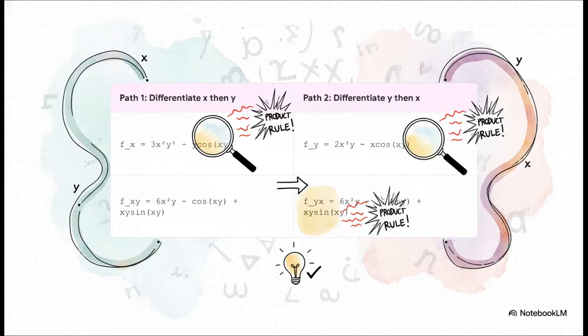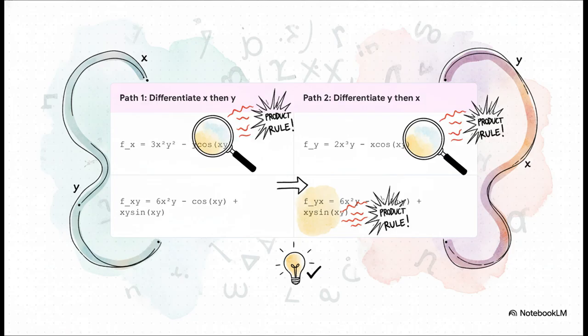So check this out. You can see the two paths side by side. Look at the left path. We go x first, then y. Now when we do that second derivative, notice that term, y times cos of xy. Uh-oh. To differentiate that with respect to y, you absolutely have to use the product rule. And that is a classic spot where people make mistakes.